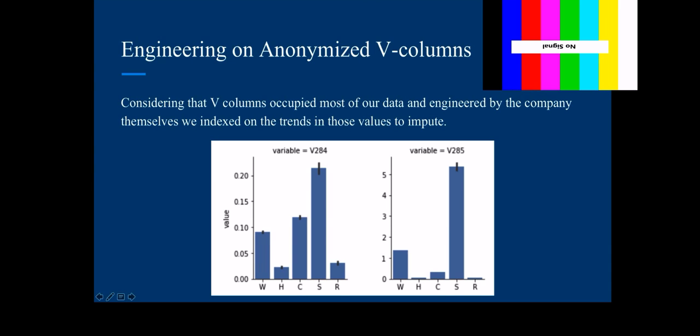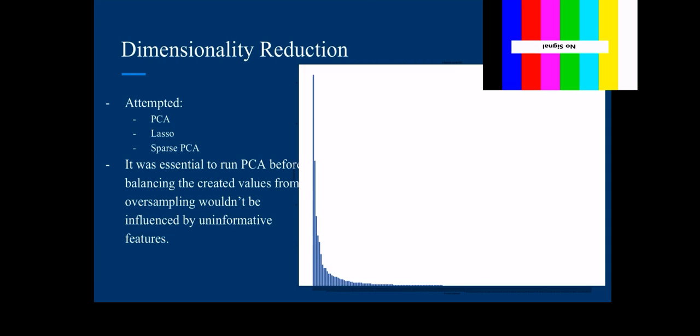And so we computed by melting those V columns that had similar missingness and tried to find correlations among the other values. Given the imbalance of our data, it was important for us to first reduce the features so that when we do our balancing techniques, they're informed by the most important features.